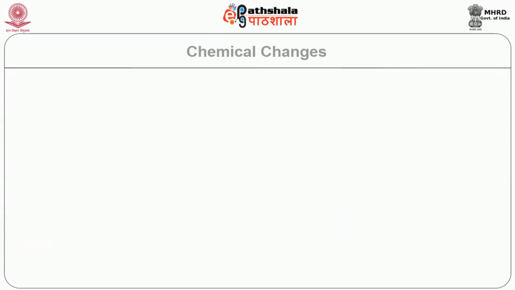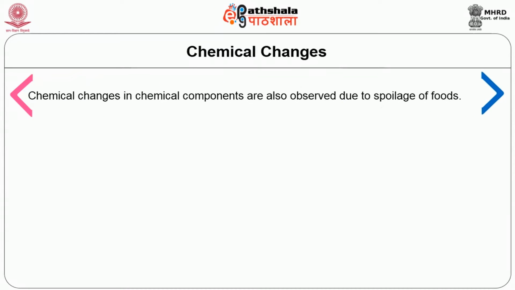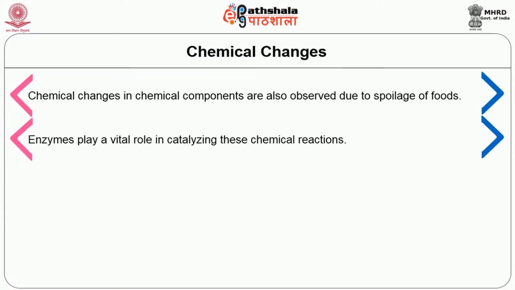Next, we'll see about the chemical changes during spoilage. Chemical reactions or changes in chemical components are also observed due to spoilage of foods. Enzymes play a vital role in catalyzing these chemical reactions. For example, protease breaks proteins into simpler components.